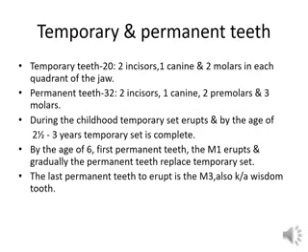and 3 molars. During childhood, the temporary set erupts, and by the age of 2.5 to 3 years, the temporary set eruption is complete. By the age of 6 years, the first permanent tooth, that is M1, erupts, and gradually the permanent teeth replace the temporary set of teeth in the oral cavity. The last permanent tooth to erupt is the third molar, M3, which is also known as the wisdom tooth.